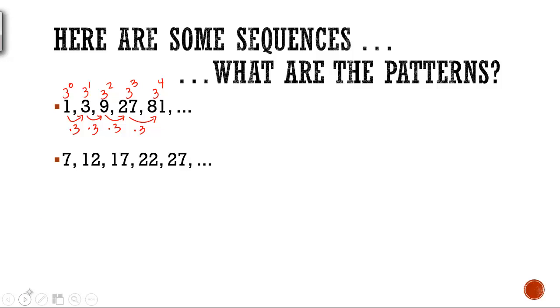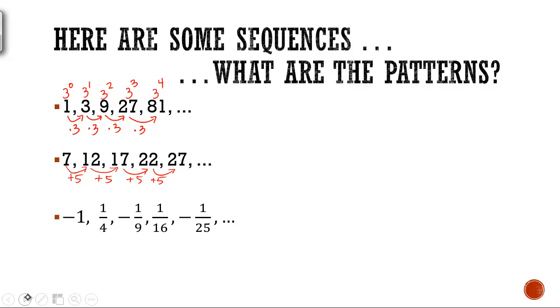What about this pattern? What's happening here? Well, it's definitely not being squared or multiplied, but from 7 to 12, we've added 5, and again we've added 5, and we've added 5, and we've added 5. So when we're adding and subtracting between each term, those are going to be called arithmetic sequences, and when we're multiplying or dividing, those are geometric sequences. But there are also other sequences as well.